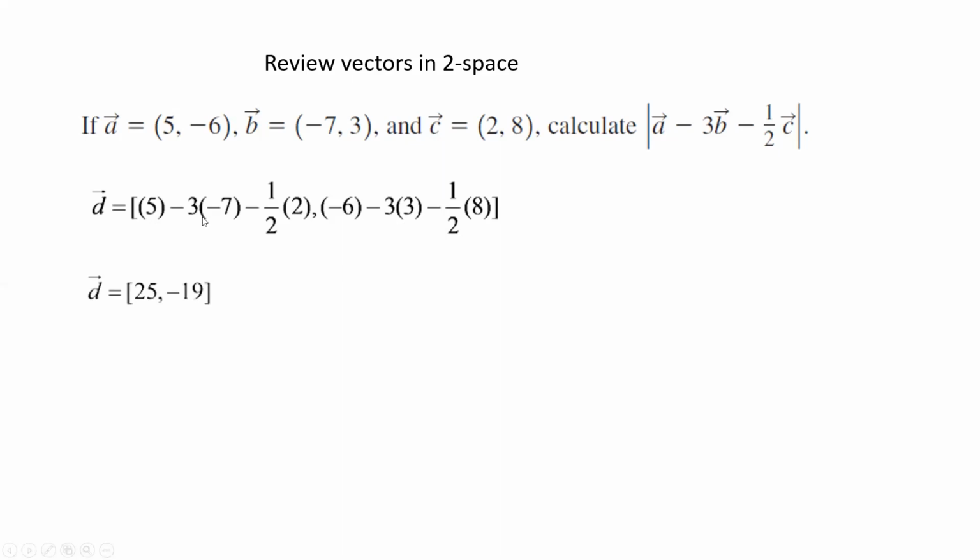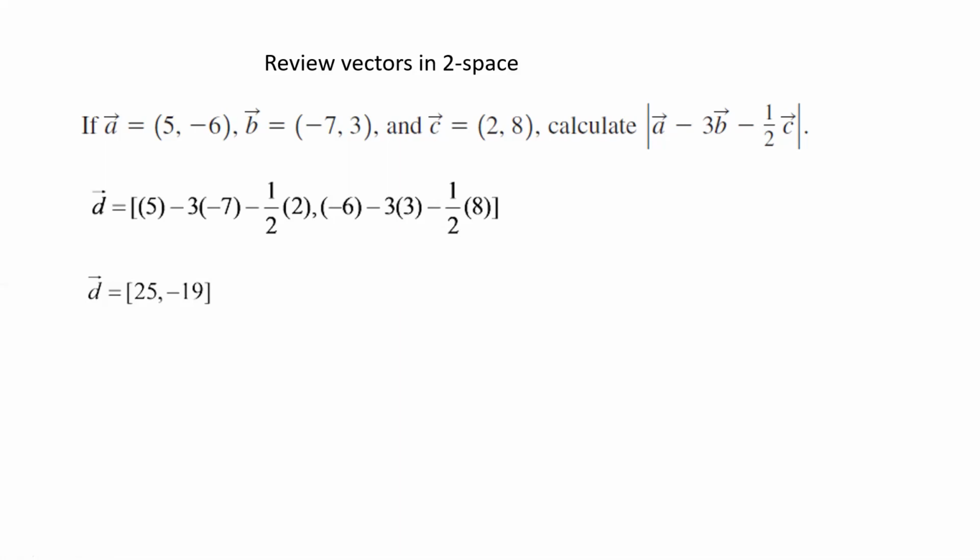So that's the 5 minus or plus 21, I guess, and then -1/2 times 2 gives us the 25. And then the -6, the -9, and the -4 gives us the -19. So this D is the resulting vector of carrying out that operation. Now, that's the actual vector, but what it asks us for is the magnitude of the vector.